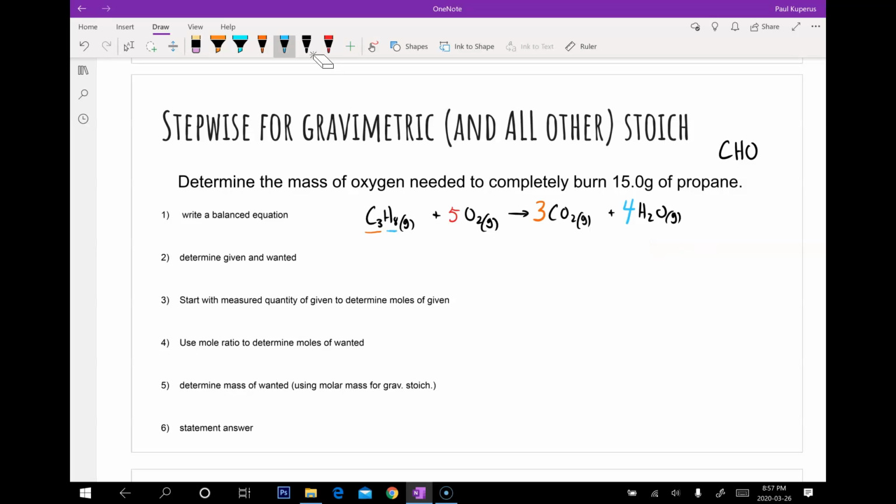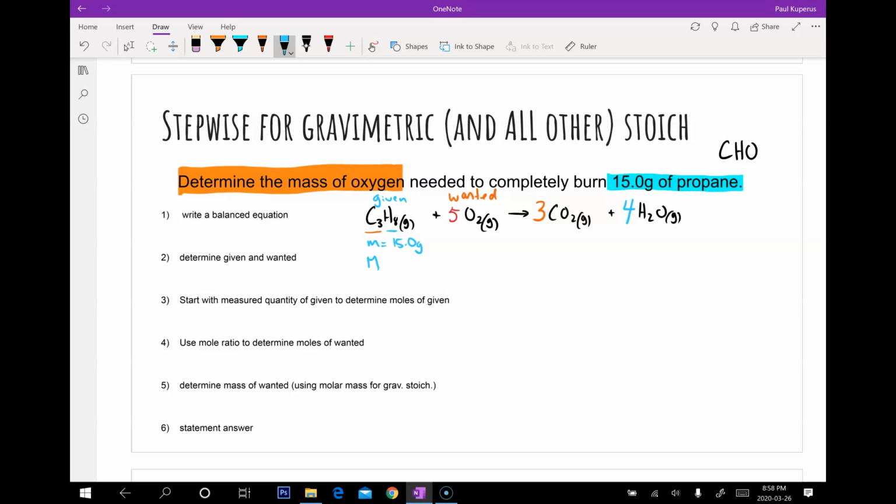All right, so step 2, determine the given and wanted information. Determine the mass of oxygen. Is that my given information or my wanted information? That would be wanted. That's what we want to figure out in the end. Next, reading on, we have to completely burn 15 grams of propane. There is my given information. And so I have a mass of 15.0 grams.